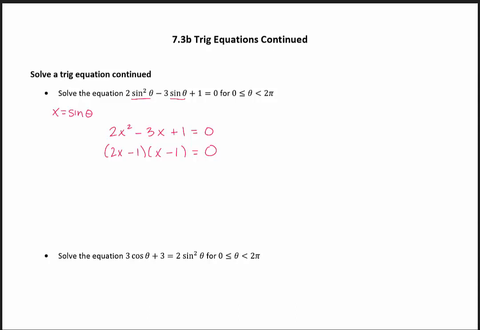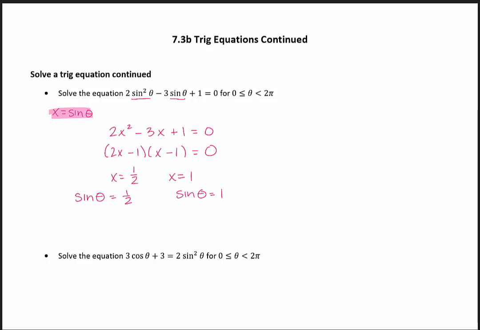So when I go to solve these, I get that x is equal to positive 1/2 and x is equal to positive 1. And so what I can do now, using the fact that x is equal to sine of theta, is replace x with sine of theta. So what I'm looking at now is the sine of theta equaling 1/2 and the sine of theta equaling 1.